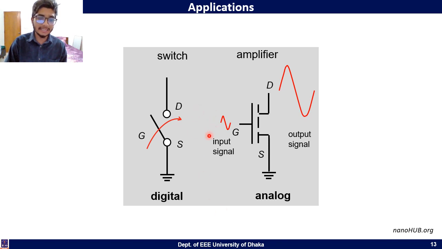We can now discuss some applications of the MOSFET. The MOSFET is applied in both digital and analog applications. In digital electronics, it can be used as a switching device, that is, turning a device on and off. And in analog electronics, it can be used as an amplifier.